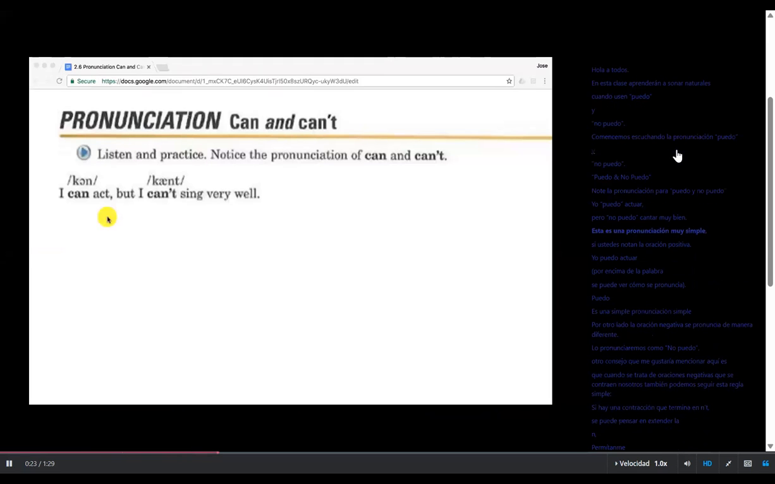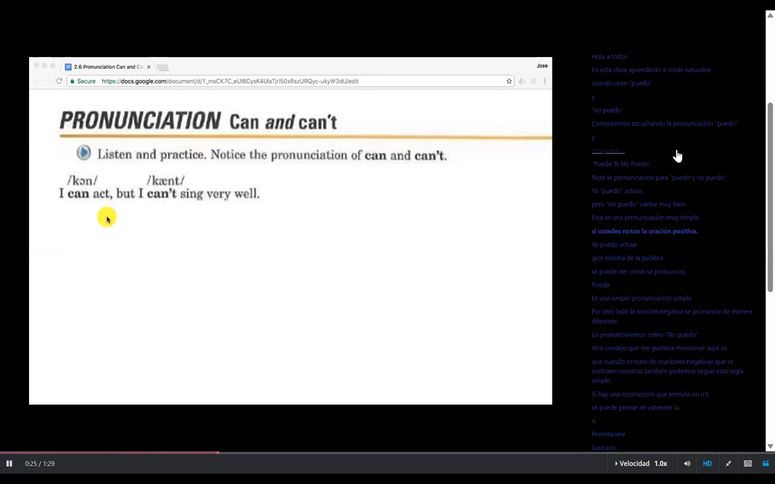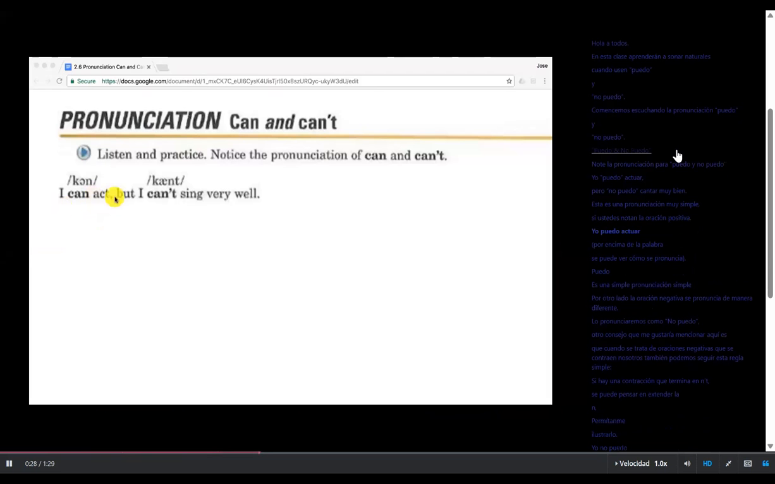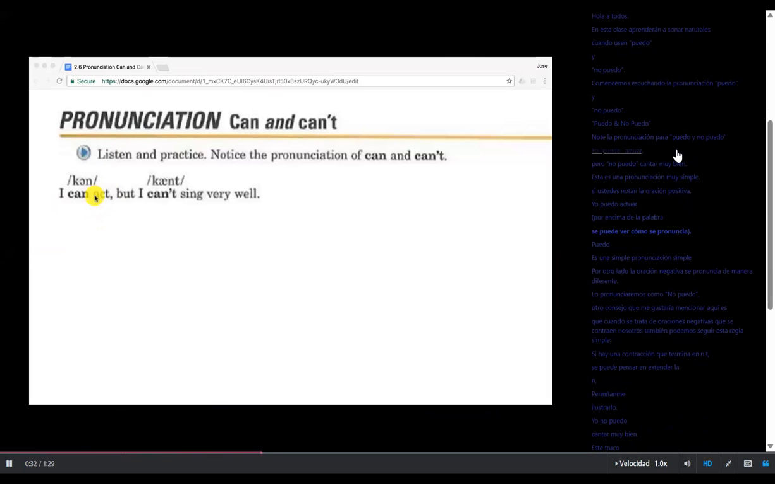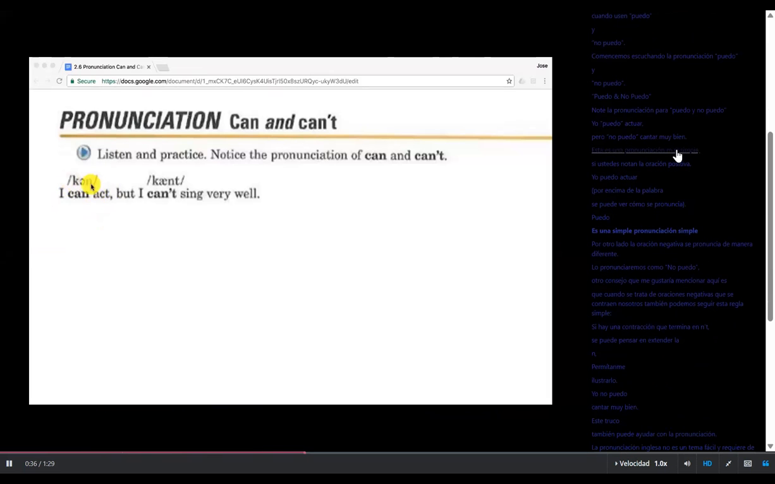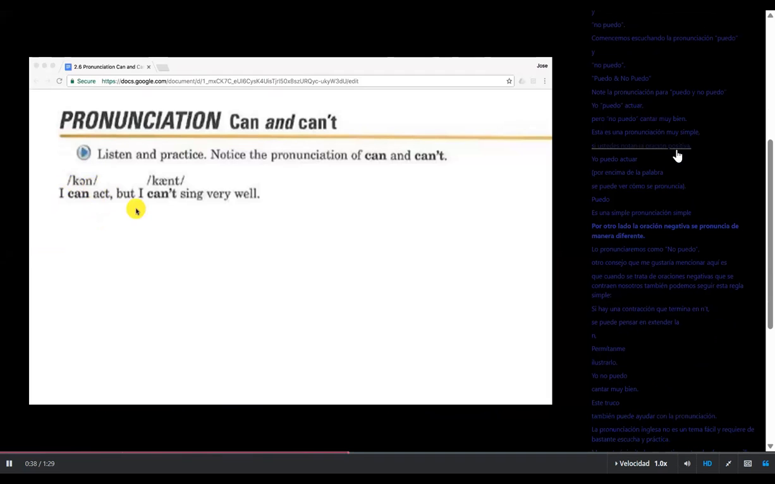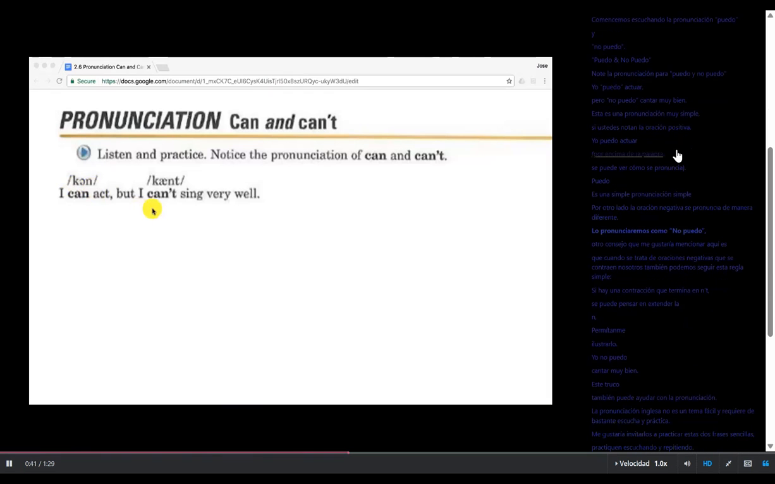This is a very simple pronunciation. If you notice the positive statement, I can act, above the word, you can see how that is pronounced, can, as the pronunciation symbol. On the other hand, the negative statement is pronounced differently. We will pronounce it as can't.